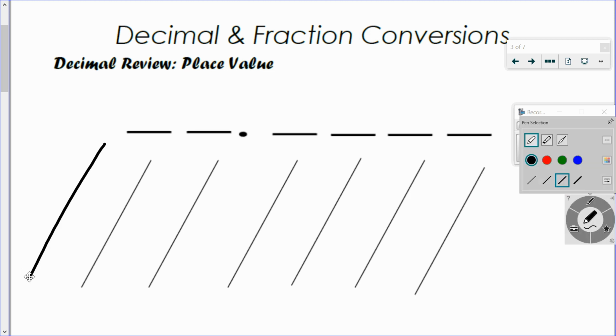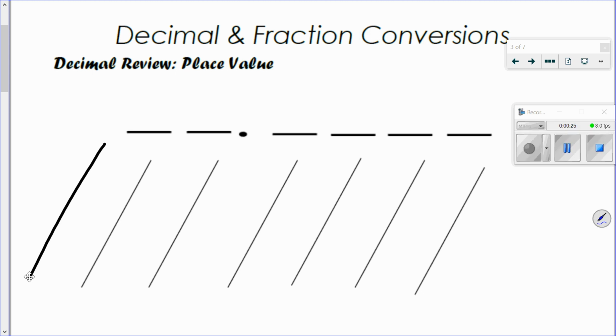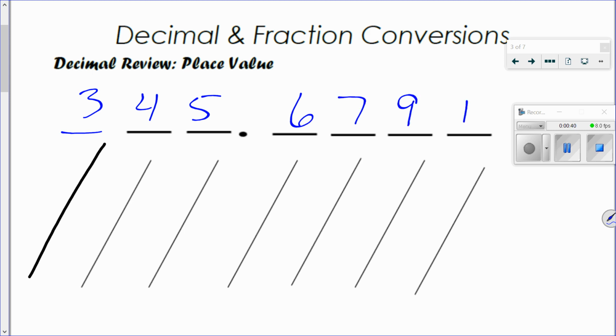So if I have, and we're going to add one to this, so add another blank and another line. Okay? So if we have a number like 3, 4, 5, and 6,791 ten thousandths, let's talk about our place values. We're going to start with the 5, because for me, this is where it all starts. So what is the place value of the 5? Ones. Okay?